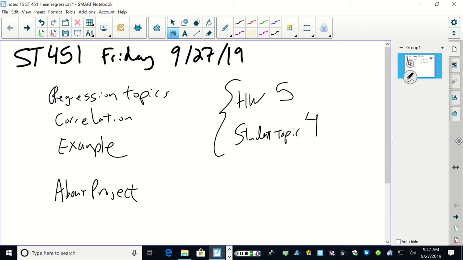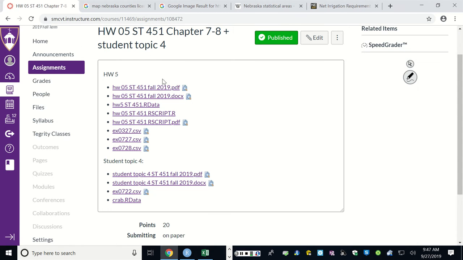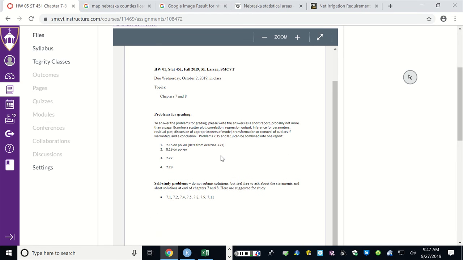So today we'll talk about a few regression topics, a little bit about correlation, an example, and a few other things. I've posted a 5th homework that's up there. It uses 3 data sets, and it's based on some problems that are in chapters 7 and 8. So the problems kind of say, look at data and answer a question about, is there a significant relationship, is there anything else going on, and so on.